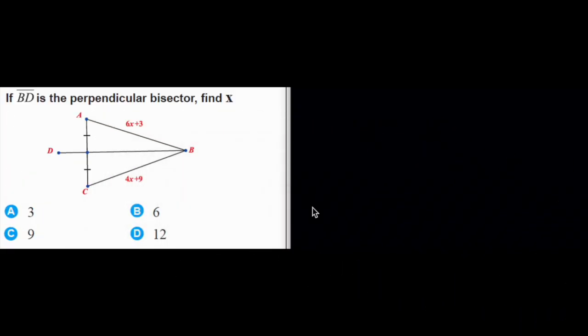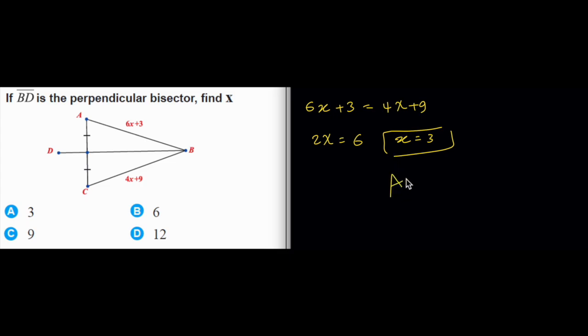Segment BD is a perpendicular bisector. Find x. So we have a perpendicular bisector. It means the length of AB equals the length of BC. So we have 6x plus 3, this equals 4x plus 9. Subtract 4x from both sides, so we have 2x equals 9 minus 3 which equals 6. So it means x equals 3. So the answer is A.